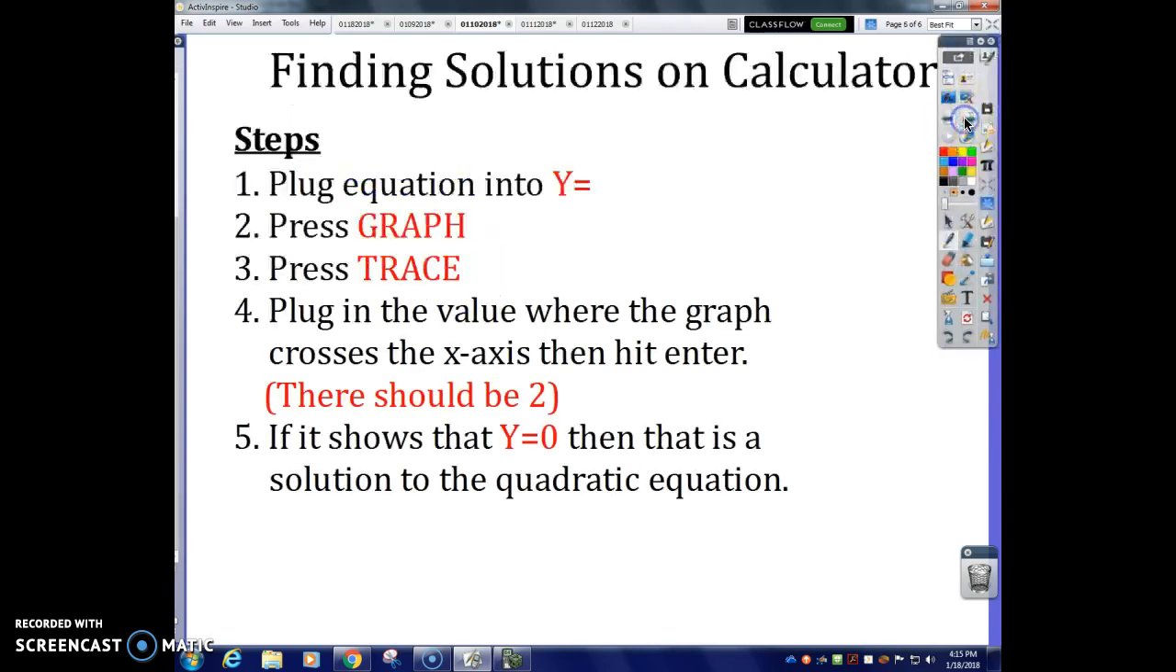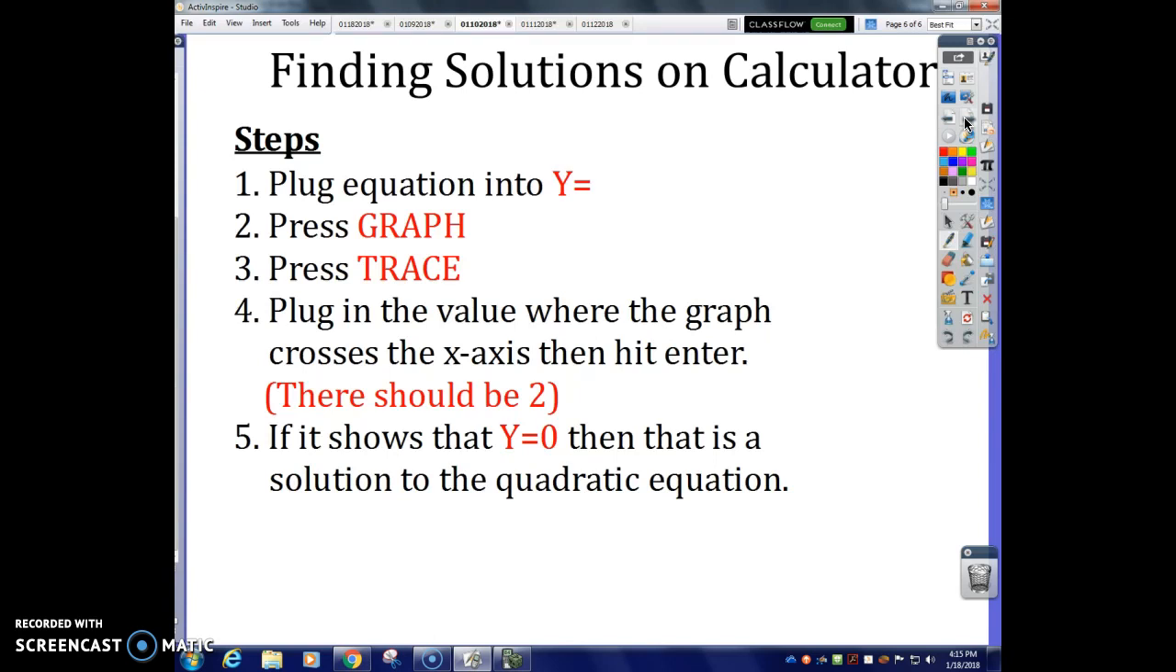Okay? So these are the steps that you want to follow when you find the solutions on the calculator. You want to plug the equation into y equals, press graph and then trace. Then you want to look at the graph and see where it crosses the x-axis, okay?